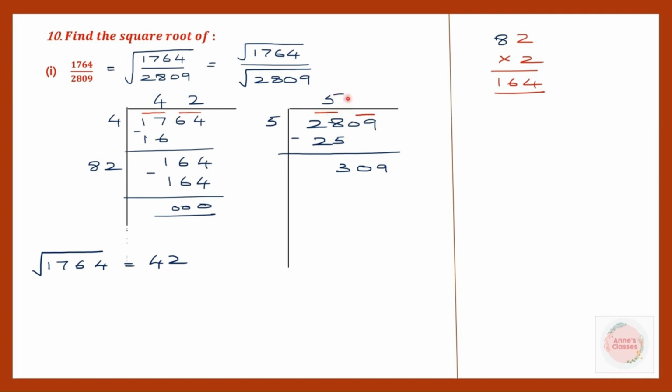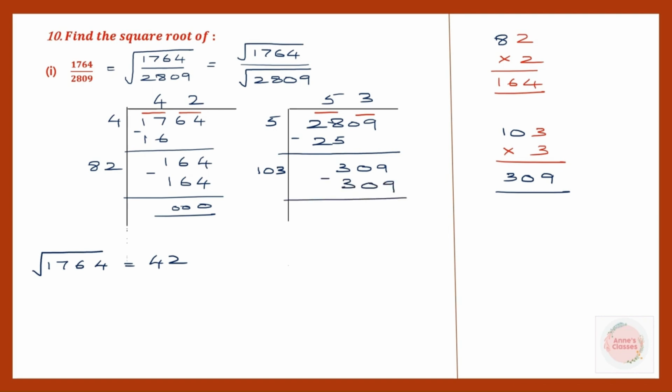Now we write the double of this, that is 5 2s are 10. Now put a number next to 10 and get a number close to 309. So let's write 10 and let's put the digit 3 next to it and multiply this by 3. 3 nines are 9, and then 3 zeros are 0, 3 ones are 3, 309. That means next to 10 we can put the digit 3 to get 309. So this becomes 103 into 3, which is 309.